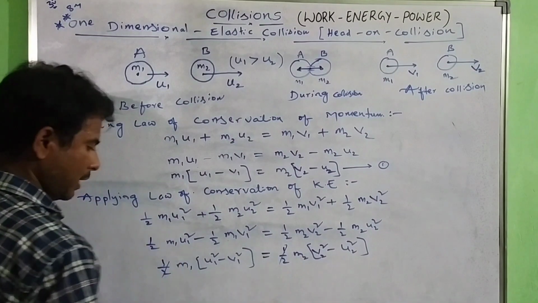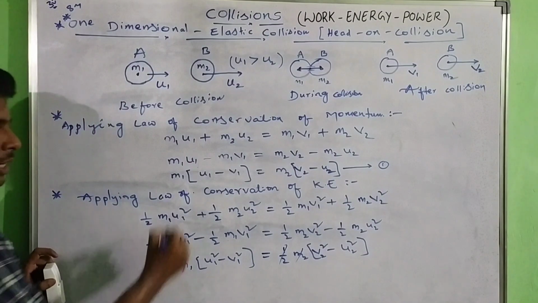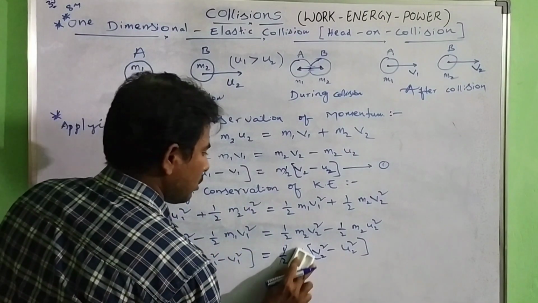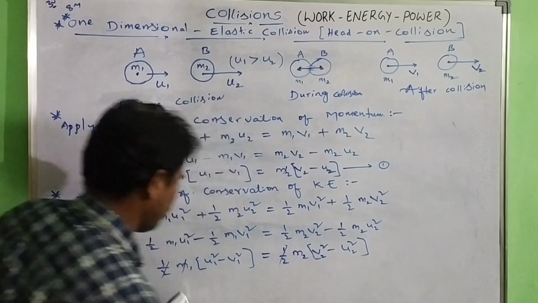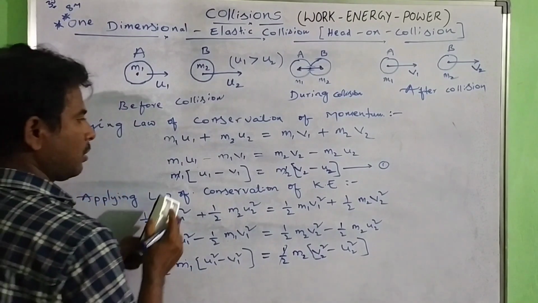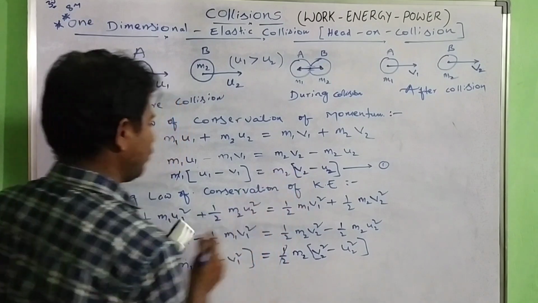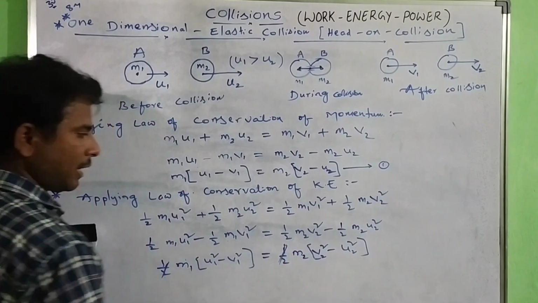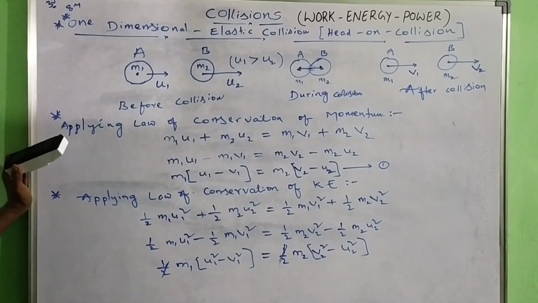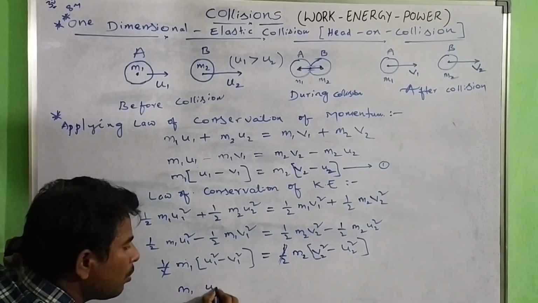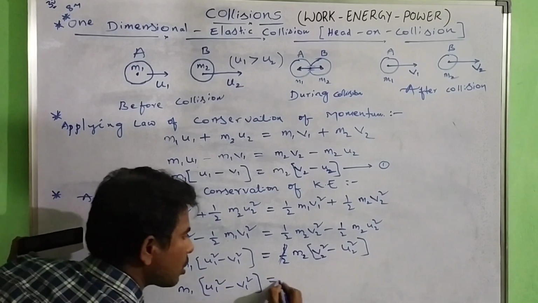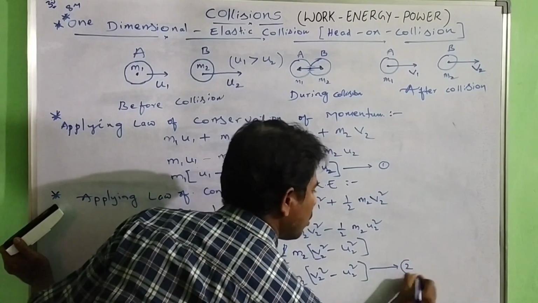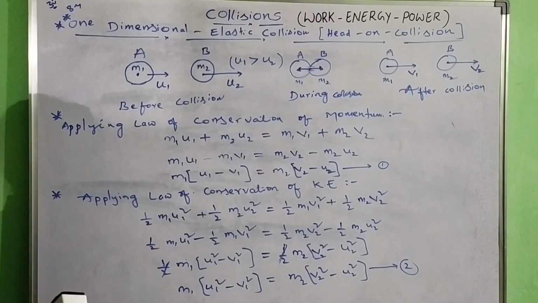The halves on both sides cancel. The remaining terms are m1 into u1 square minus v1 square equals m2 into v2 square minus u2 square. This is equation number 2.